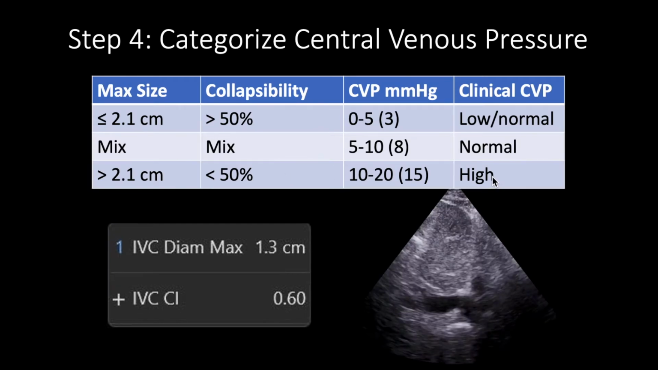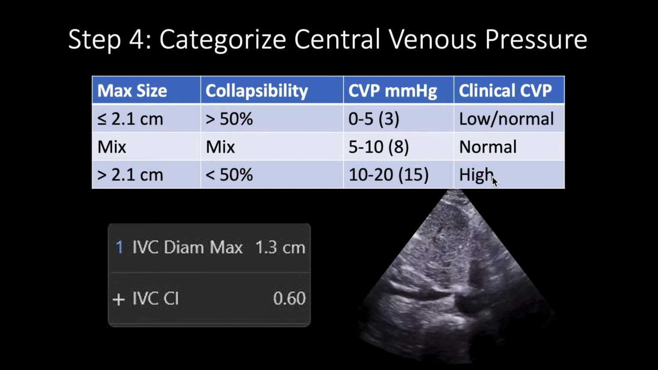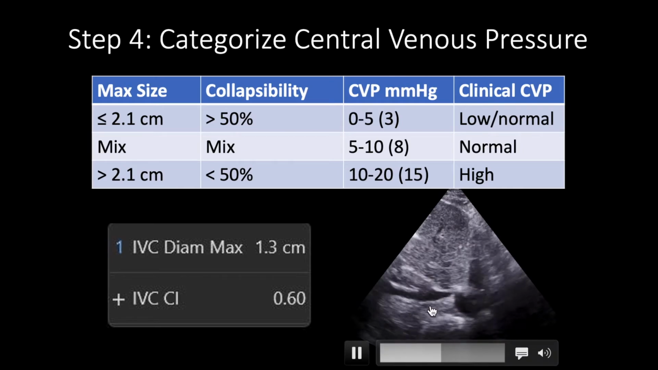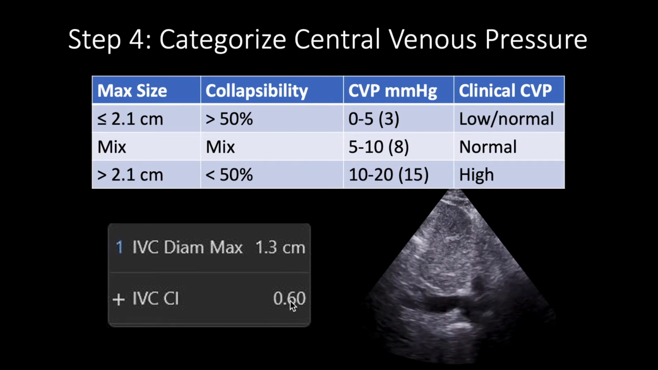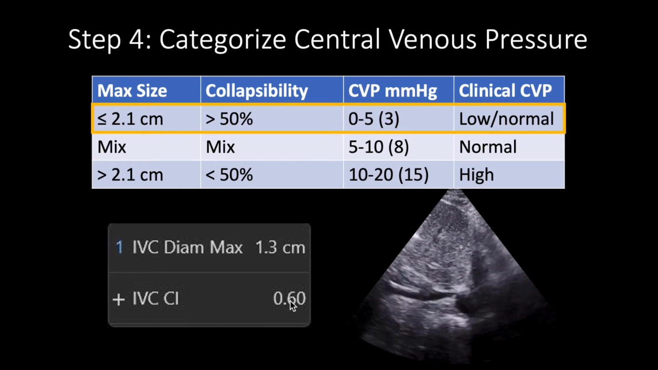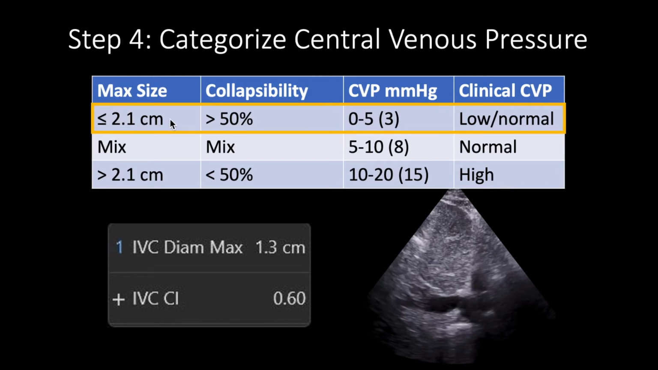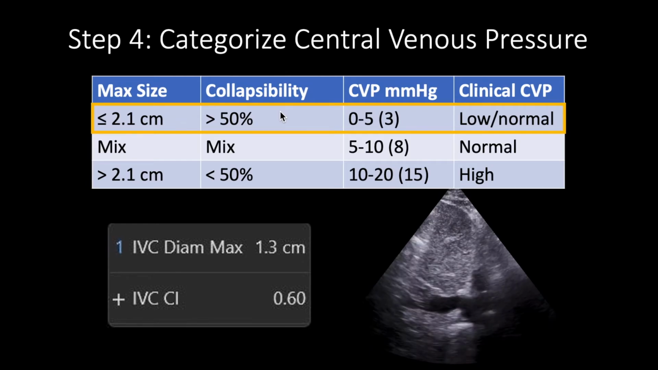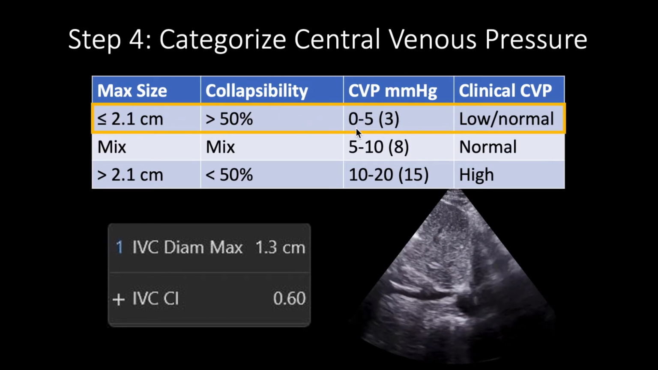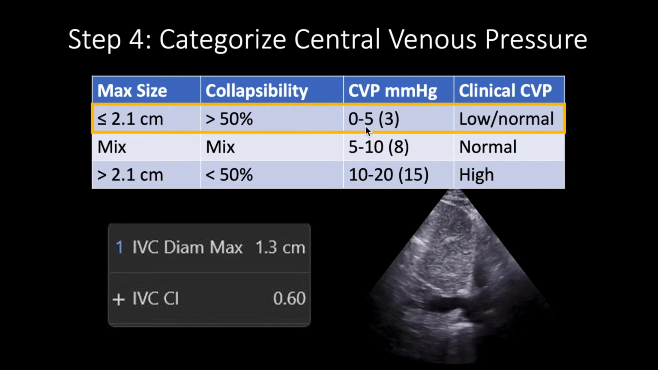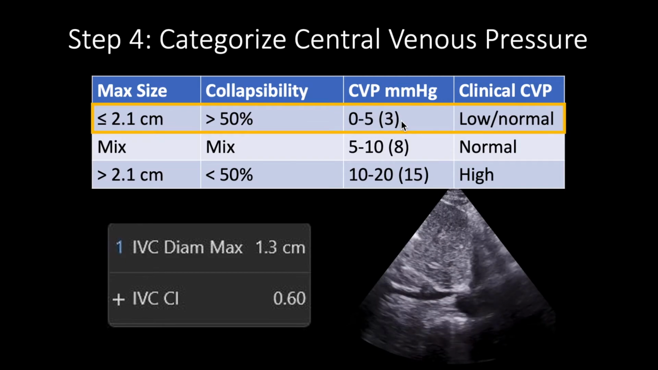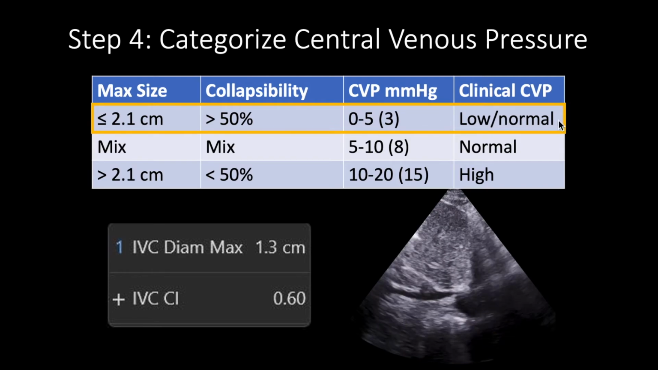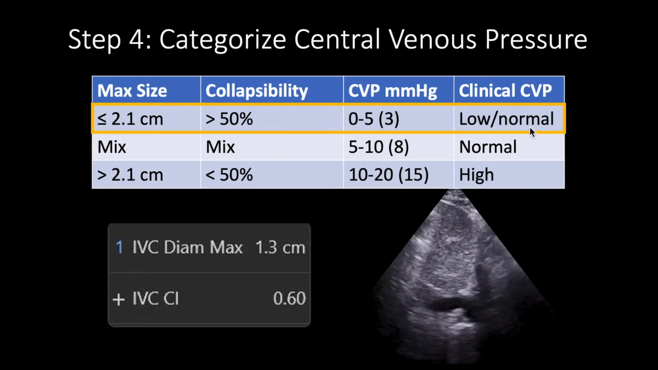Let's compare to this inferior vena cava. Here you can see it's much smaller, maximum diameter is 1.3 centimeters, and very collapsible, 60% in this case. So this patient's got a small IVC, less than or equal to 2.1 centimeters, more than 50% collapse. So this patient's central venous pressure is somewhere between 0 and 5 millimeters of mercury. Again, they'd use 3 for the estimations of right ventricular systolic pressure. And we would say they have a low to normal central venous pressure.